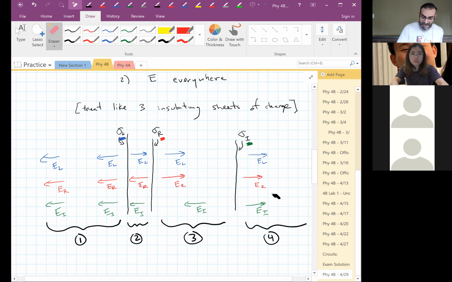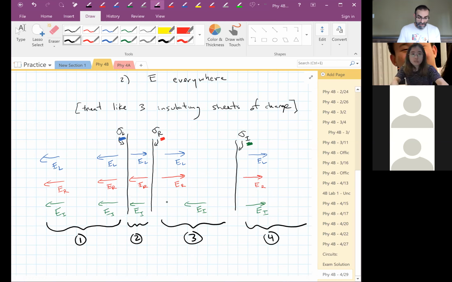It doesn't change with distance from an infinite sheet of charge. Once I find it in that region of space, I know what it is everywhere out there. Once I find it here in this region of space, I know it's the same here. I know it's the same here, right? It's the same everywhere in that region of space between the 2 sheets of charge.